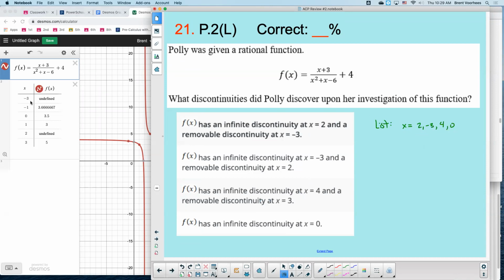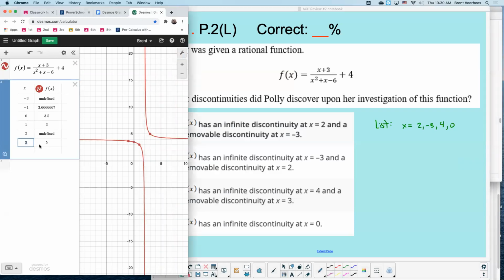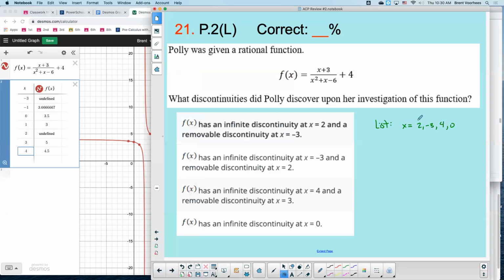So I'm going to make sure they're in my table. So I have a negative 3, I have a 2, I need a 0, and I need a 4. So on the table, I'm adding all these points. Which ones are undefined? Look at my table here. 2 and negative 3 are the undefined values. So my answer must include 2 and negative 3. It cannot include 4 and 0 because those are not undefined. So I'm going to eliminate this answer choice and this answer choice. So now it's 50-50. And now I just look at, okay, what happens at 2 and negative 3?